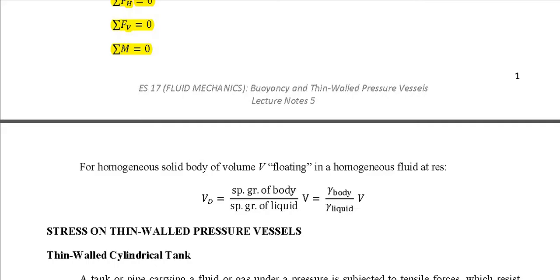Okay? So with that being said, yung formula ng homogeneous solid body in a homogeneous fluid at rest is VD is equal to specific gravity of body over specific gravity of liquid times the volume, or it's the unit weight of the body over the unit weight of the liquid times the volume. So that would be all for our discussion in buoyancy. So next video, I will be discussing the stress on thin-walled pressure vessels.